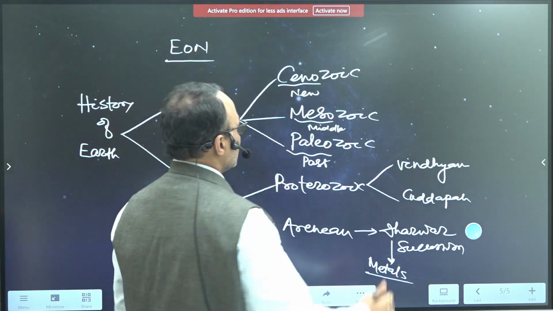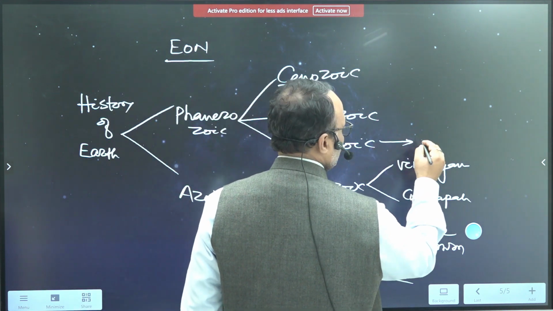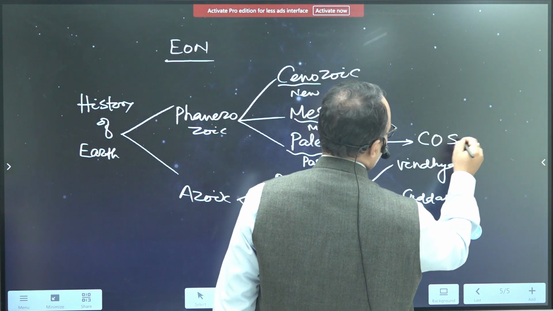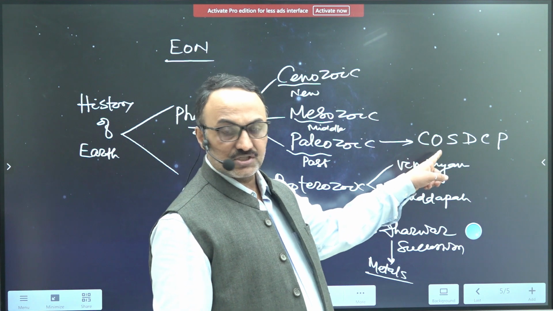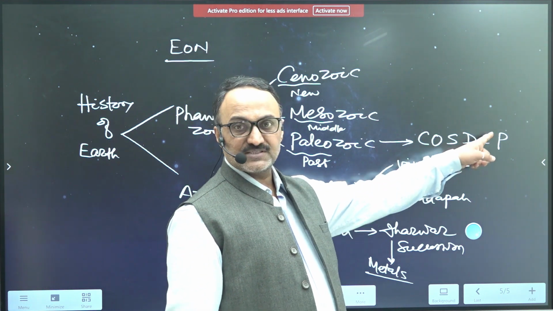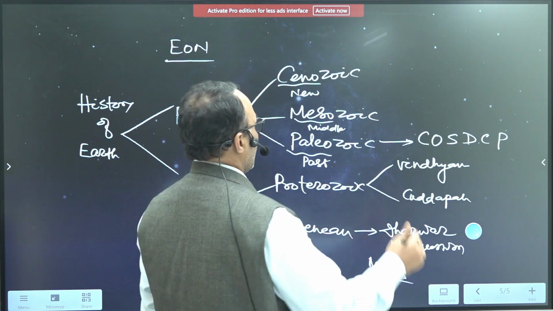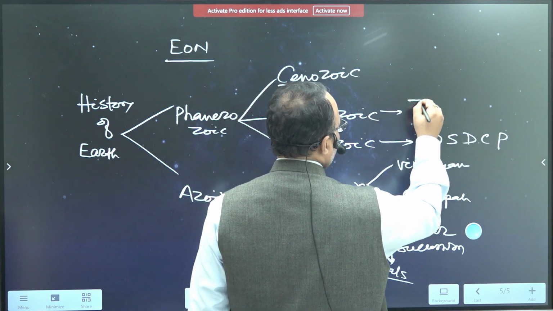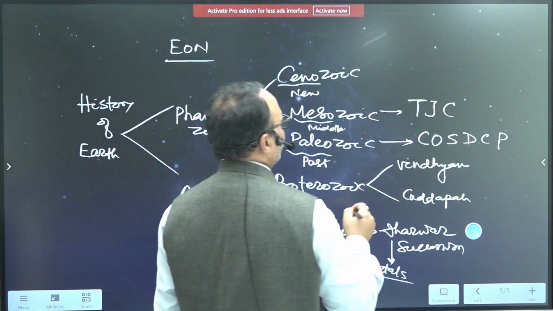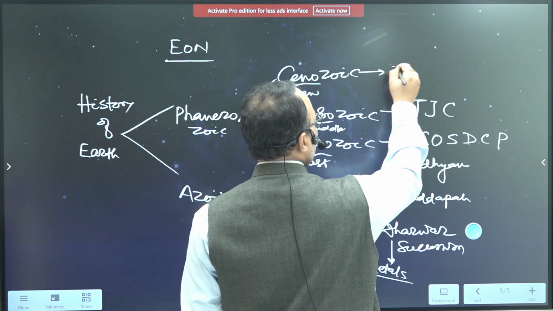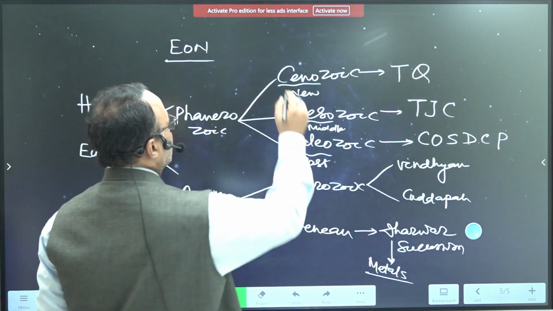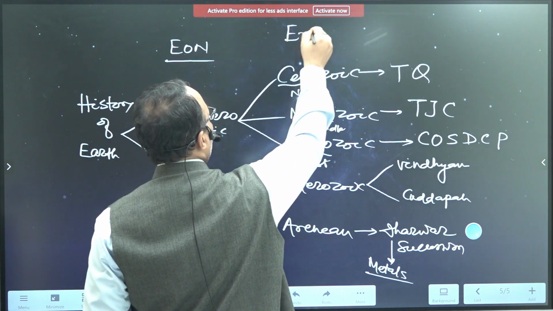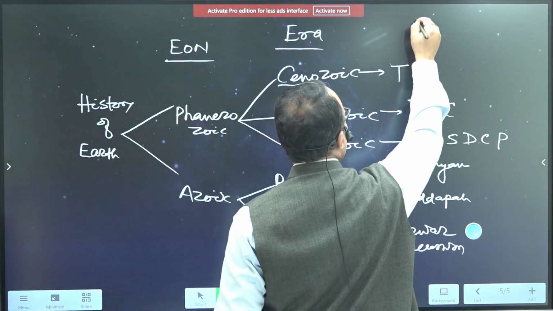So Paleozoic is further divided into Cambrian, Ordovician, Silurian, Devonian, Carboniferous, and Permian. Then Mesozoic is divided into Triassic, Jurassic, Cretaceous. And Cenozoic is divided into Tertiary and Quaternary. So this one is eon, this one is era, and this one is period.